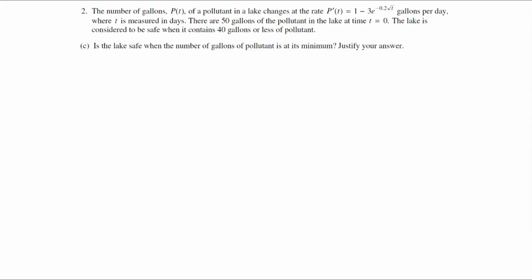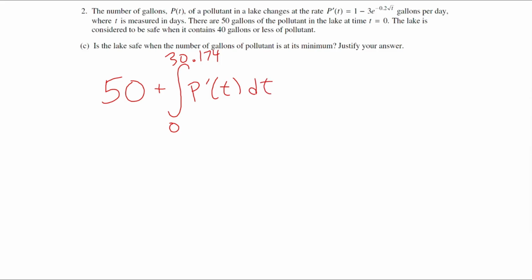In part C, it says, is the lake safe when the number of gallons of pollutant is at its minimum? To find the number of gallons of pollutant, we take our initial amount, which was 50 gallons, and add to that the integral of the rate at which the pollutant changes, which is the integral from 0 to that t value we just found, 30.174, of P prime of t dt.